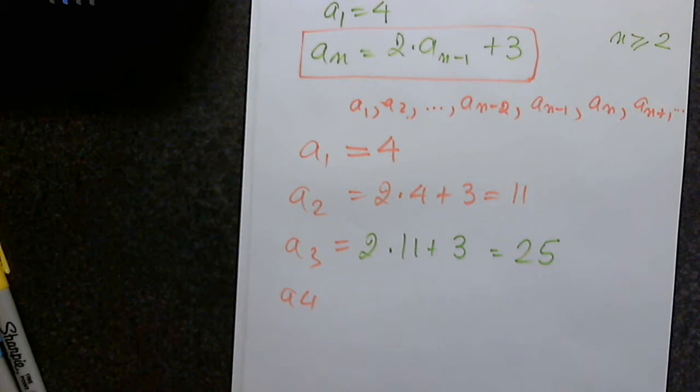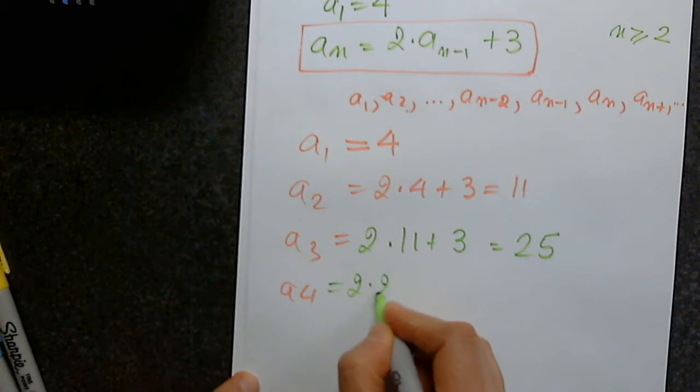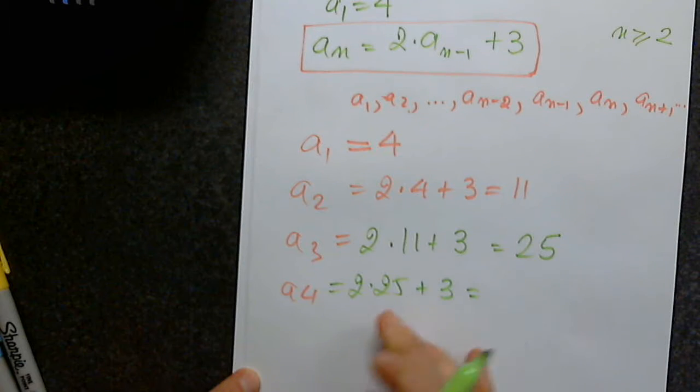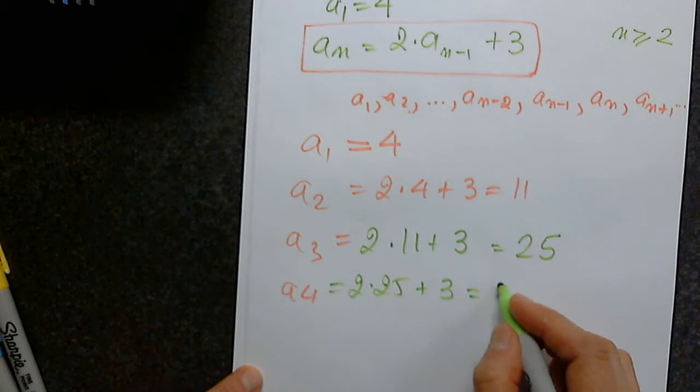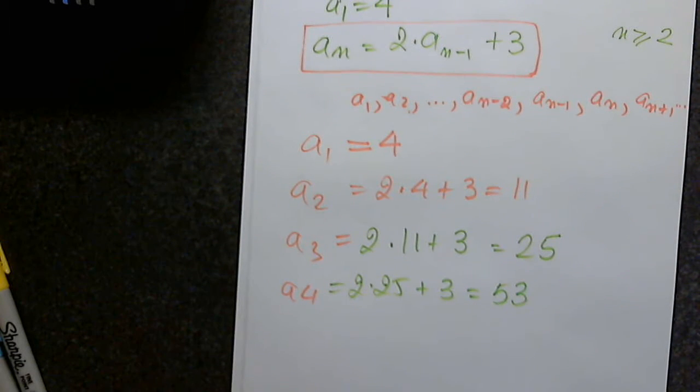And can anyone dictate the last term, the 4th term that we need to find? 2 times 25 plus 3. So this will be 50 plus 3 is 53. So this is the last thing we needed to present.